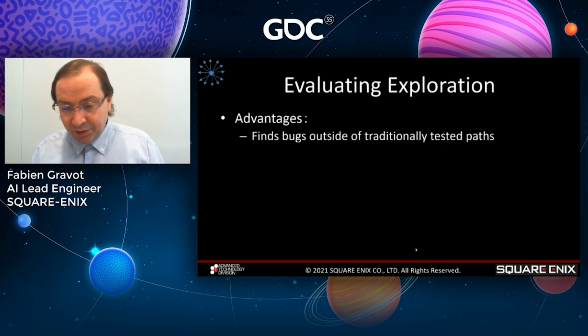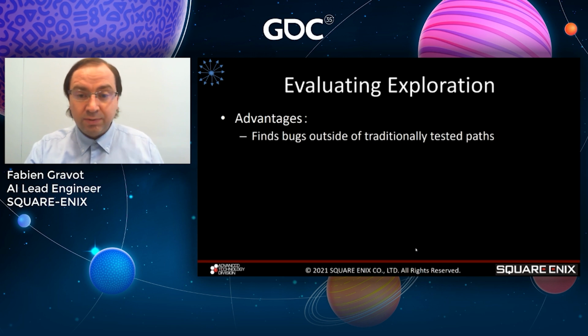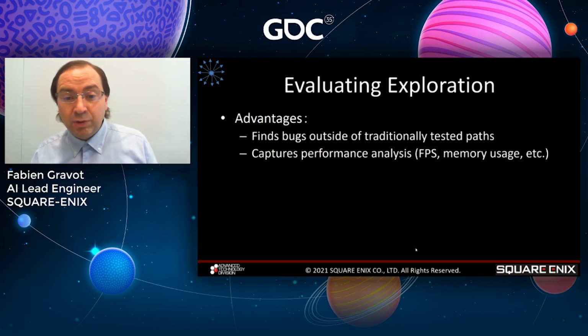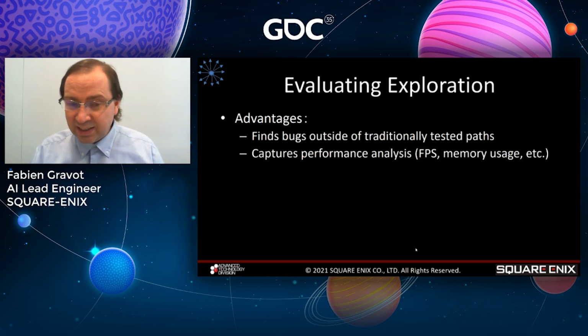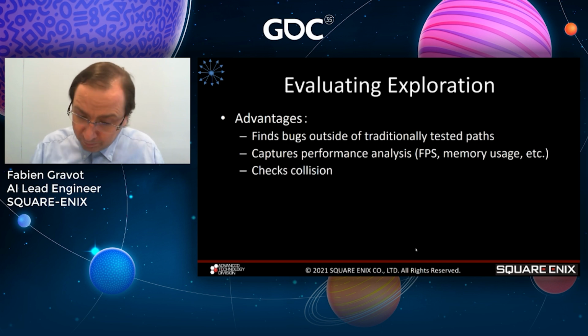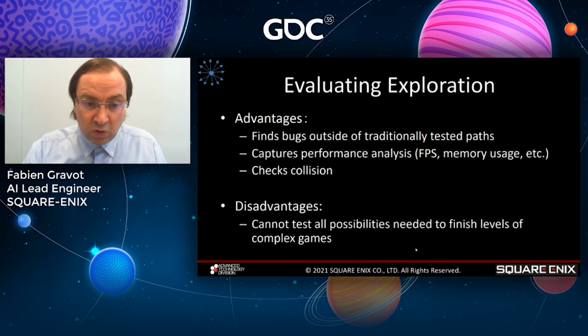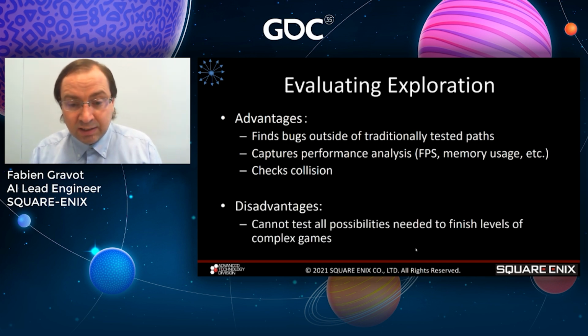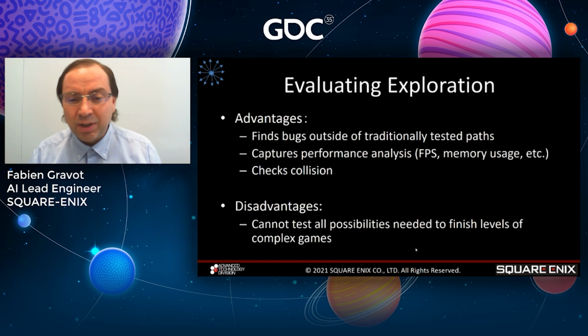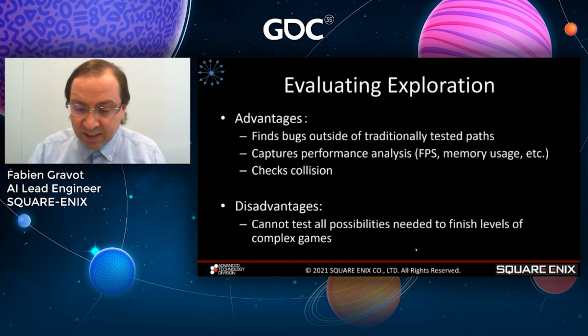So the advantage of exploration is that we can find bugs outside of the normally tested paths that we had. We can capture performance, so FPS and memory usage, everywhere on the map. We can check for collisions. The problem is that by trying a lot of things randomly, we will not go very far. Quests and games are too complex for that. We will not be able to clear any game, any level.